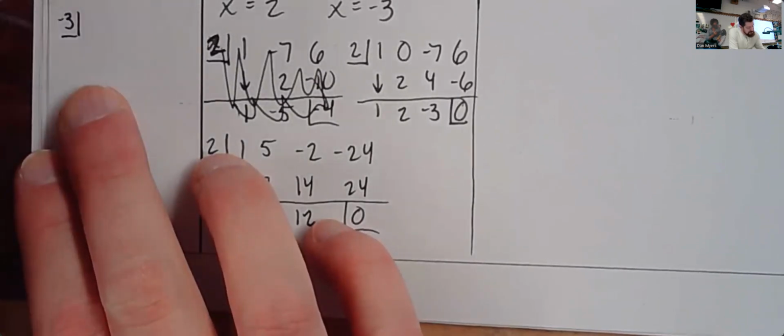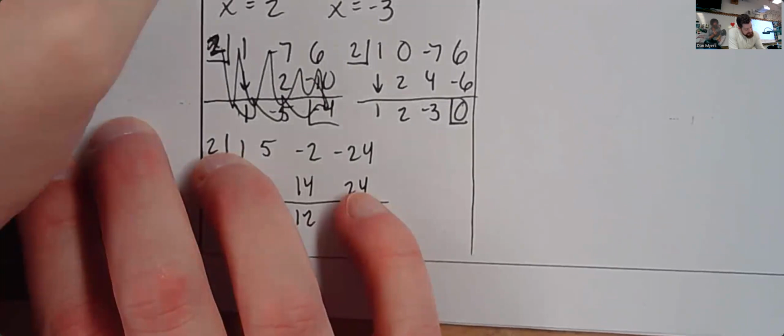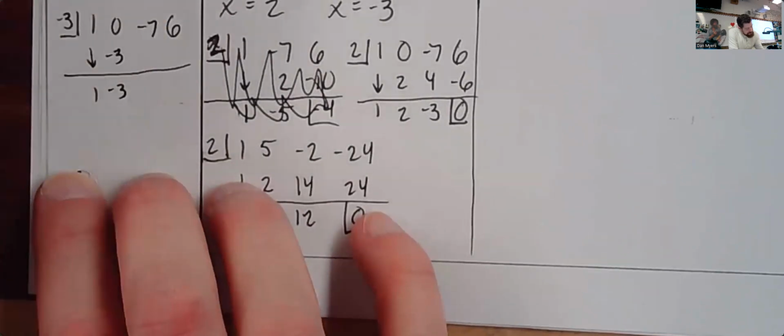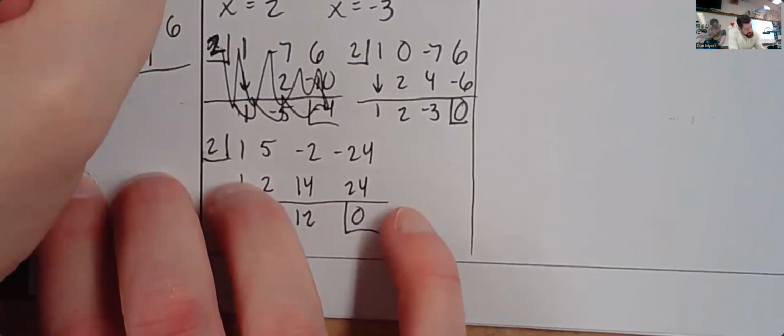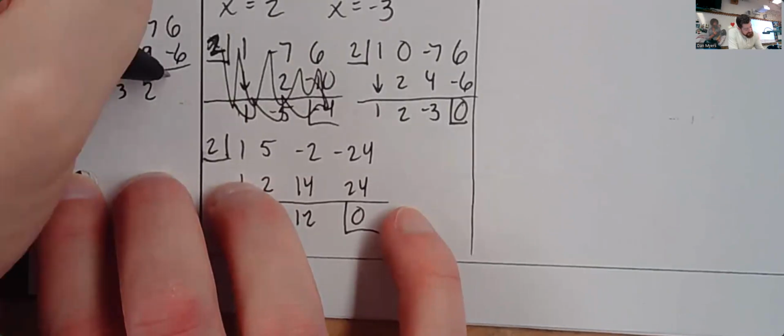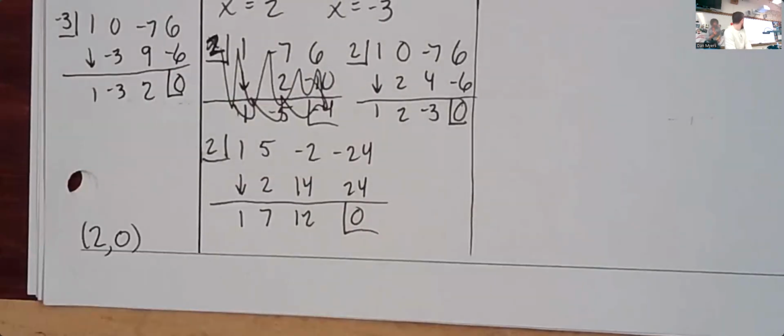And I can't forget my 0 this time. So 1, 0, negative 7, 6. Bring down the 1. Negative 3, negative 3. That'll be 9, 2, negative 6 again, and 0. Interesting. So it looks like they're going to intersect on the x-axis twice at the zeros. I'm going to double check with the graph after this one because that's kind of an interesting thing.